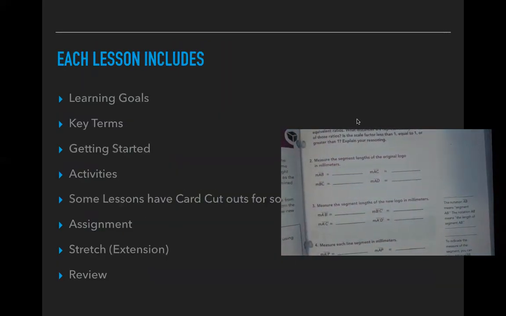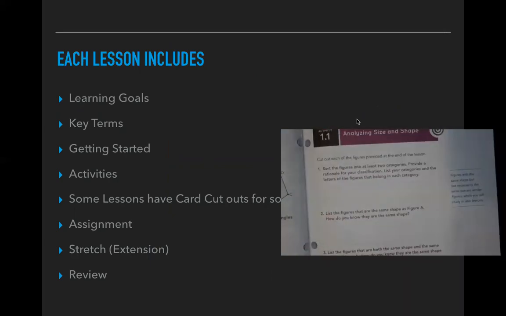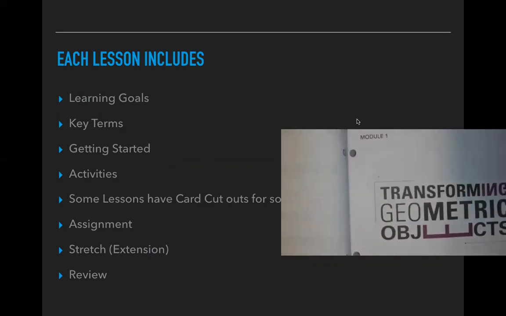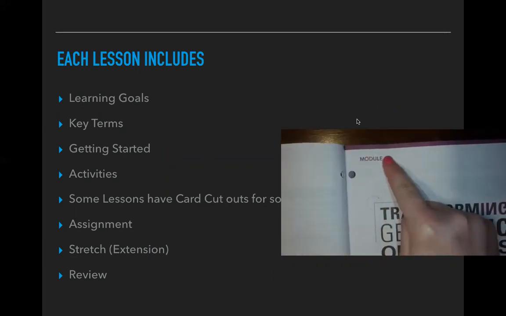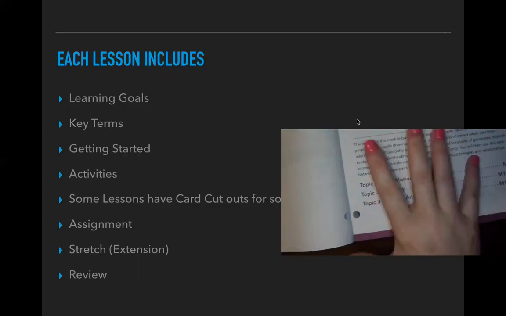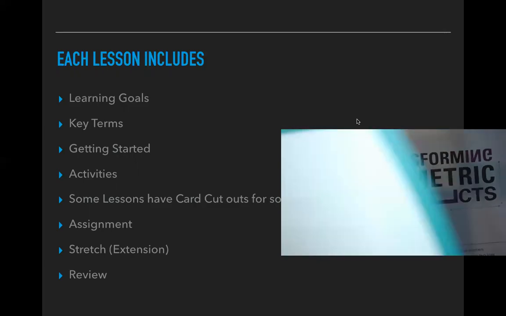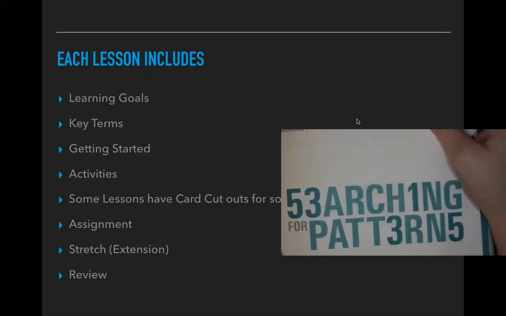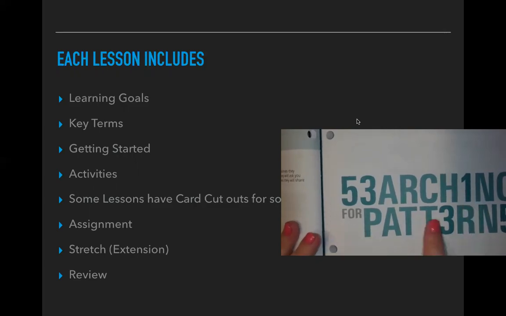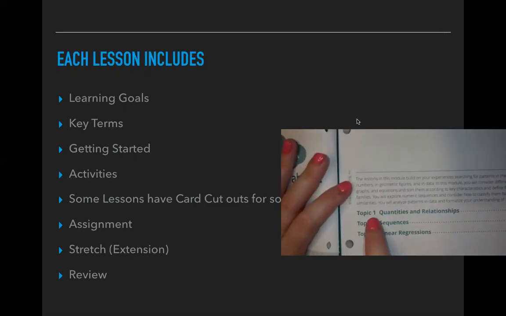So each lesson, so I'm going to go to a lesson. Actually, first I'm going to talk about the organization of the book and all of the numbering, because that kind of was weird to me. So you're always going to see a module. We have modules, and in each module, you're going to have some topics. The first module we're going to be doing in Algebra 1 is transforming geometric objects. Our first module in Algebra 1, if I could get it to open to the right page, looks like a bunch of gibberish, but it's actually searching for patterns. So that's module 1. Then within a module, like I said, you have topics.